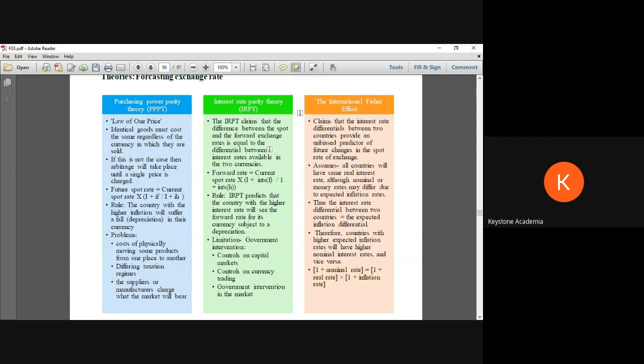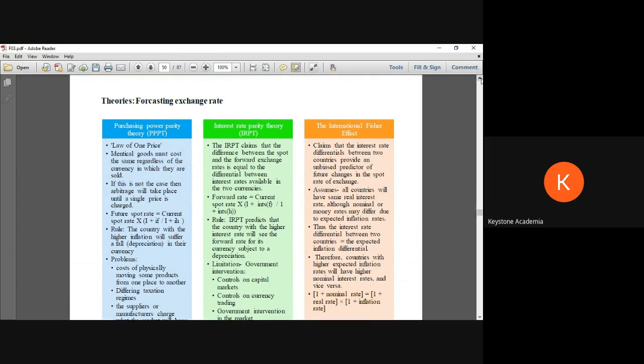Does this example make sense? Yes, we don't need to do the calculation. We can give this as a mitigation. We can use certain forecasting exchange rate theories to mitigate that. This can be your answer.